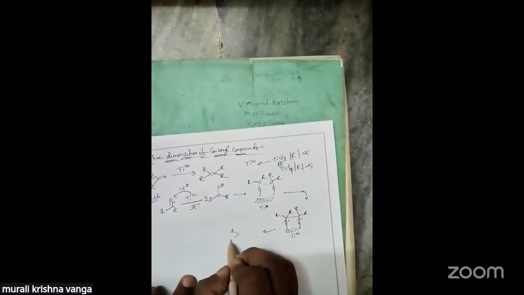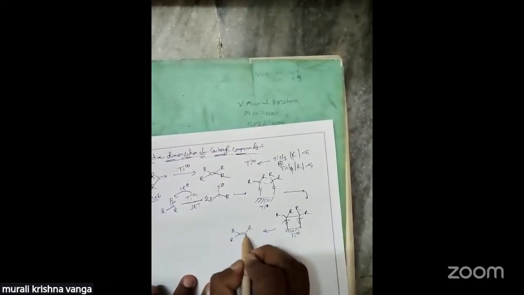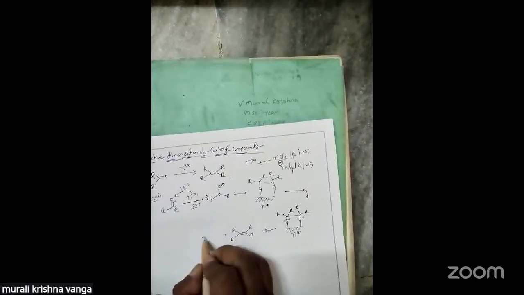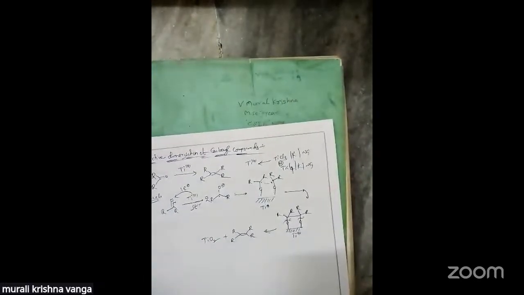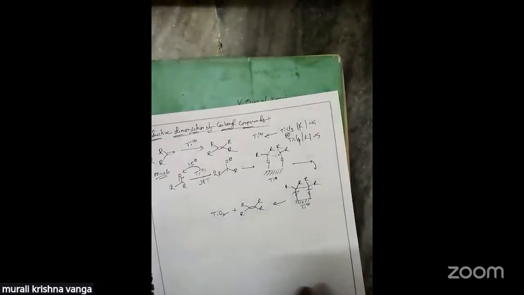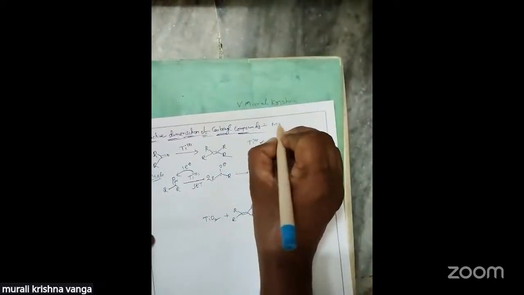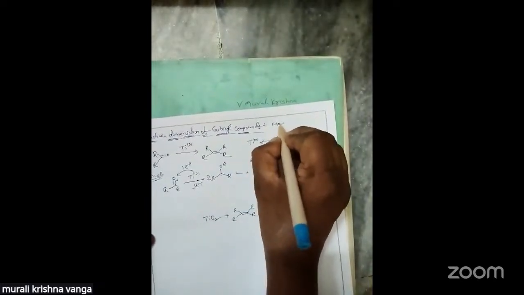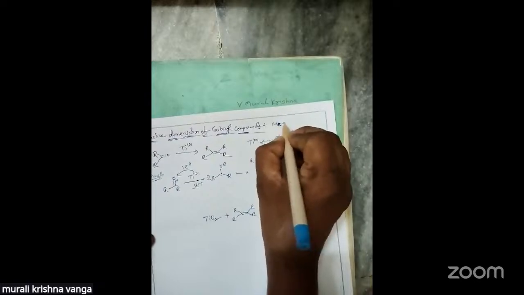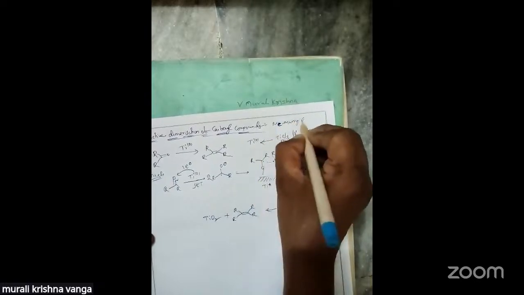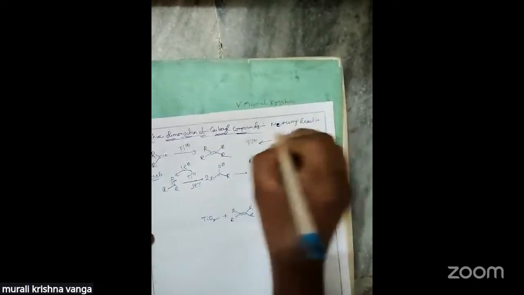This gives the alkene and titanium oxide product. This reaction is called the McMurry reaction.